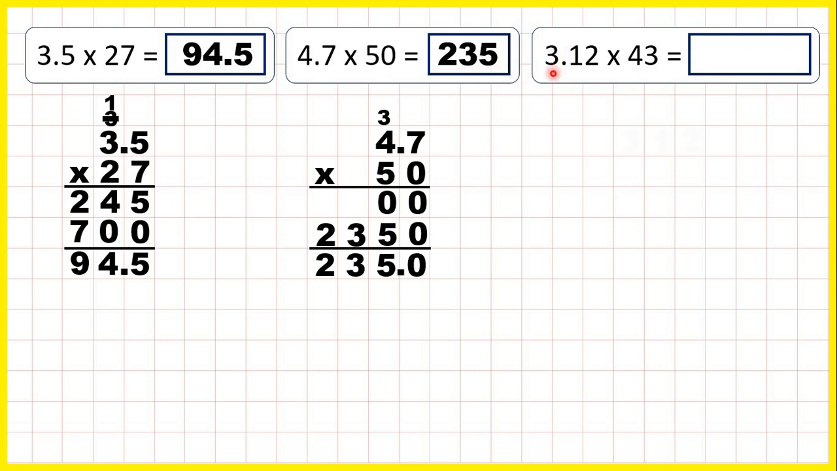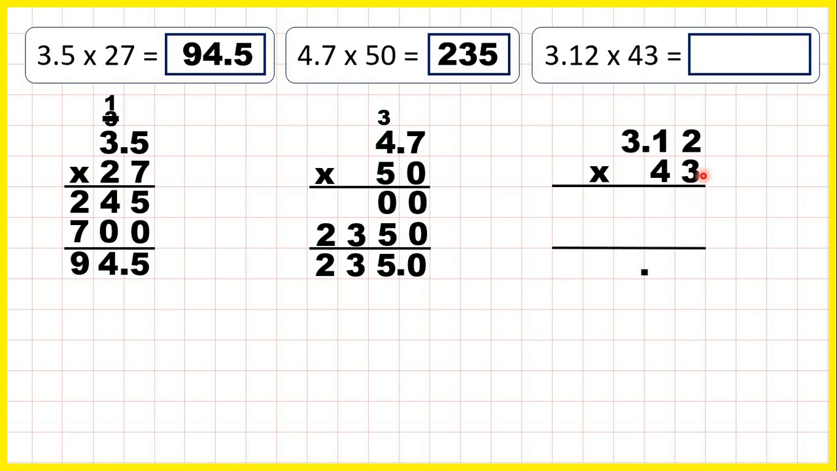Now we have 3.12 times 43. And we're writing this out with the 3.12 on top because that number has the most digits. So here, it's not the larger number that we're writing on top, but the number that has the most digits. Now we have 2 decimal places in our question, so we will need 2 decimal places in our answer. So let's copy the decimal point down into our answer.